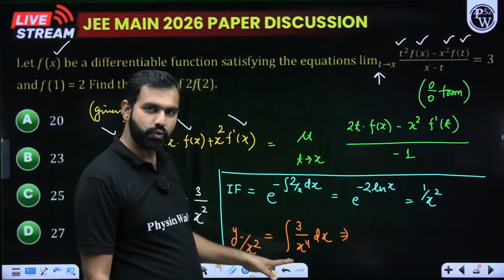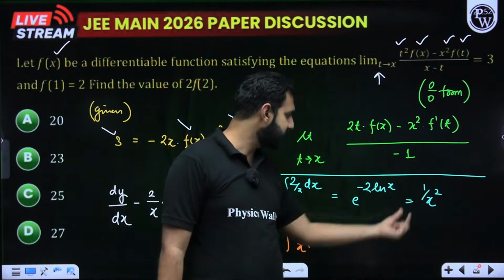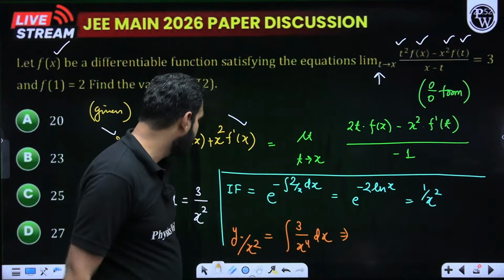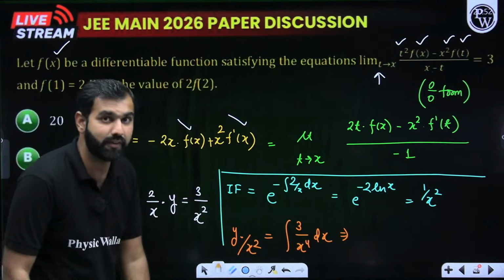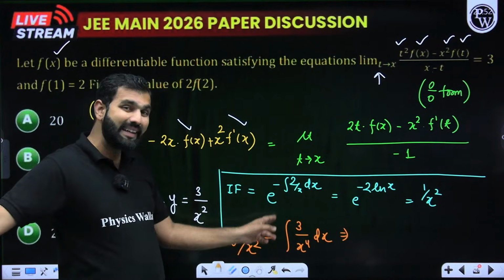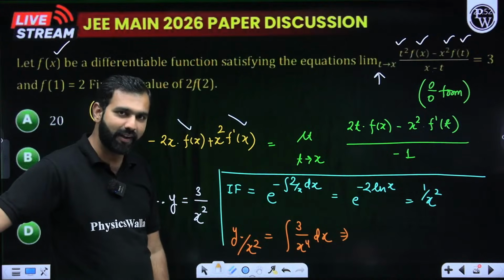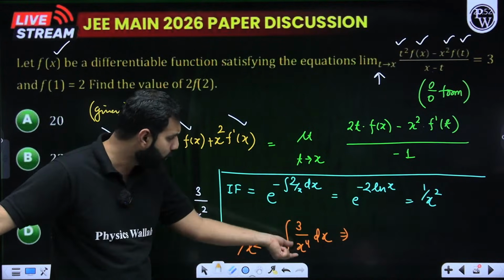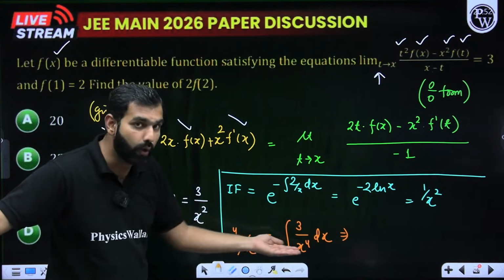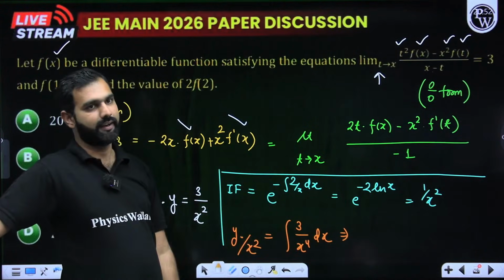P(x) is minus 2 by x, so that will be minus 2 ln x. That gives you 1 by x². I hope you know how to do that. With that, when I go further, how do you write the solution of a linear differential equation? Integrating factor times y is equal to the integral of Q(x) times the integrating factor. So you know how to calculate this, 1 upon x to the power 4 integration. You all know how to do it, and with that you can write the final answer.